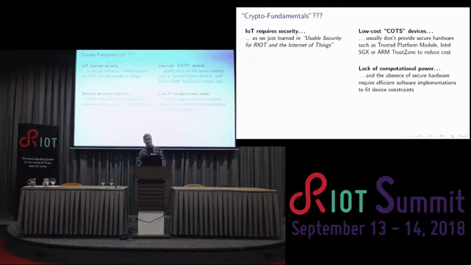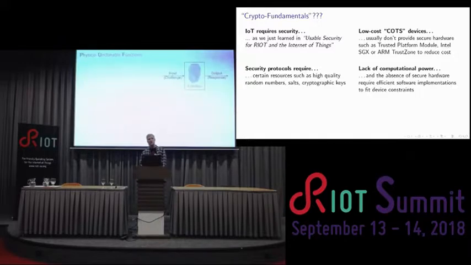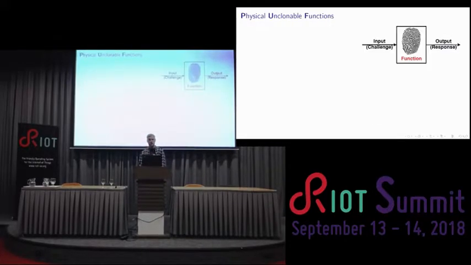Required resources for security protocols in the IoT involve resources such as high quality random numbers, solid cryptographic keys, and the like. And this is why we are going to introduce crypto fundamentals to address these software requirements. The key technology that I will focus on here are so-called physical unclonable functions. Now, a function is basically some sort of black box with an input, which we refer to as challenge in the following, and an output. The function maps the input to an output, which we call response in the following.